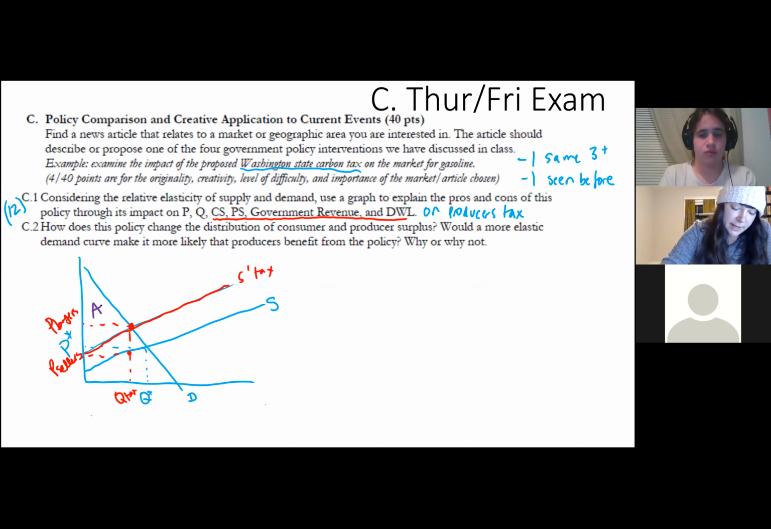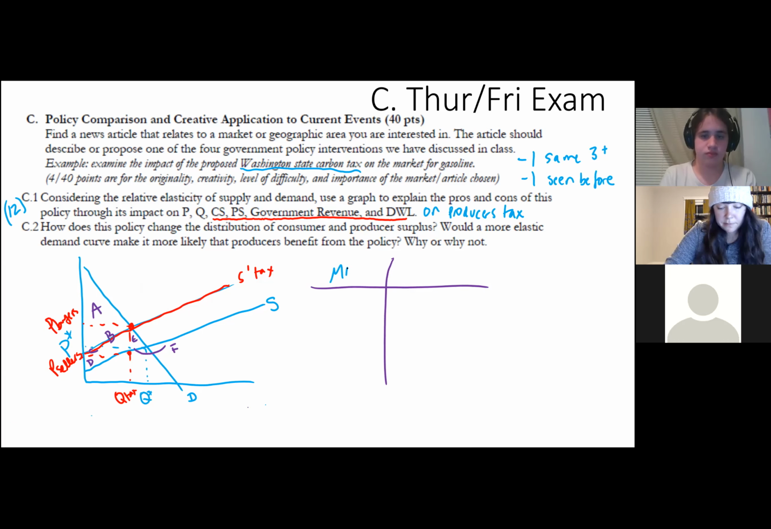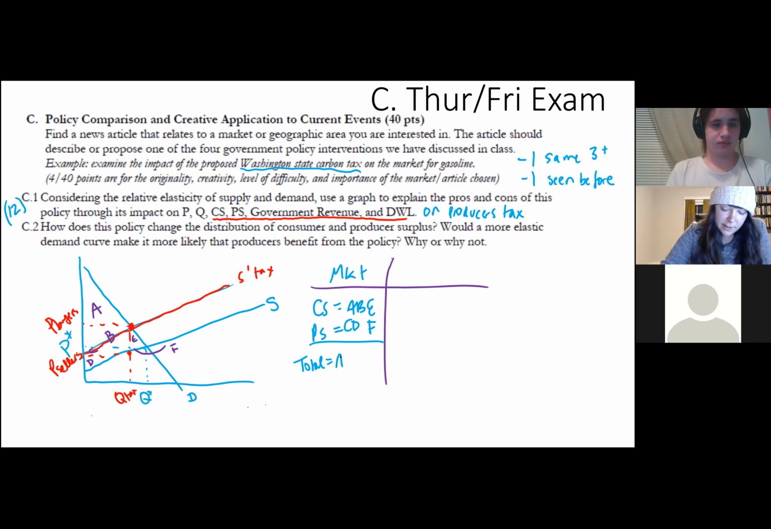When you're doing the letters for a tax, you can ignore that red line. It's an artificial manipulation by the government. There's a little tiny f in there. So at the market equilibrium, consumers used to get A, B, and E. Producers used to get C, D, and F. And the total well-being was all the letters A, B, C, D, E, and F.